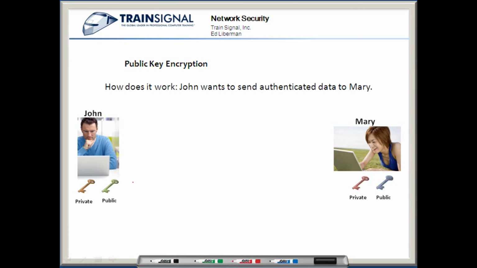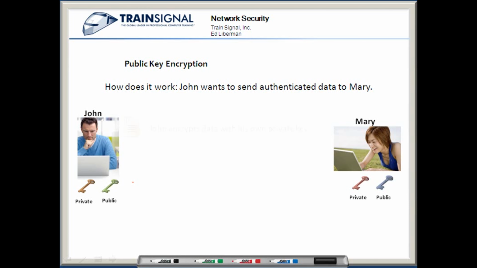There's another form of encryption, and this is what actually, just to come full circle to the topic that we're on right now, because we're not on the topic of securing data. We're on the topic of authentication. So, public key encryption can be used to send authenticated data. In this case, John wants to send authenticated data to Mary. In other words, he wants to send data to Mary, and he wants her to be able to validate that he was the originator. Authenticate that the data truly came from John, not from somebody else claiming to be John.